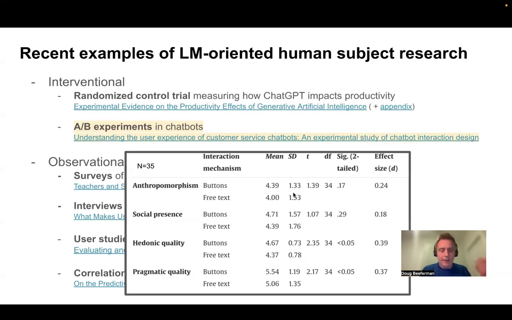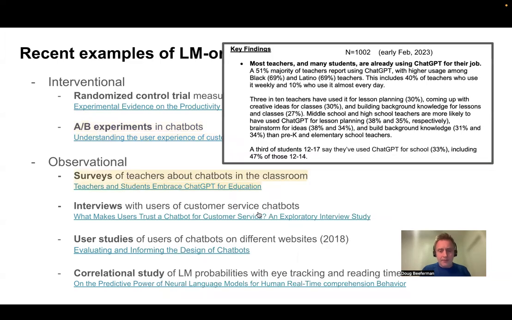A/B experiments are famously used at large scale, like tech companies like Google and Facebook, to determine which ways to modify their service to appeal to users. So now just going through the observational study types quickly. Surveys, which I'll be talking about in a second.